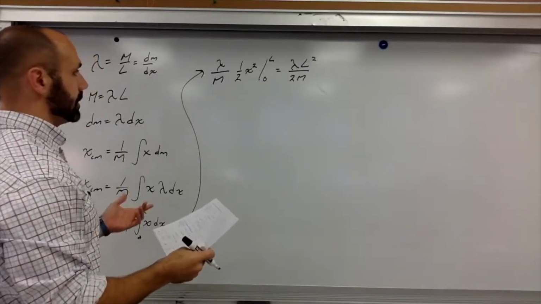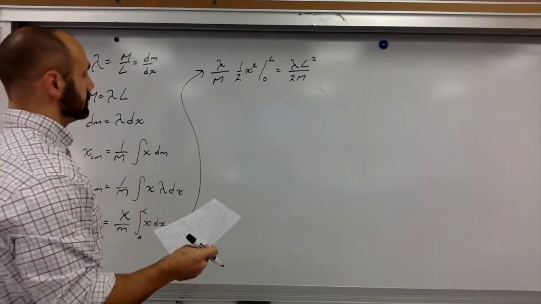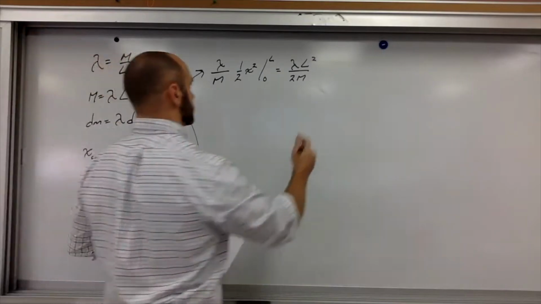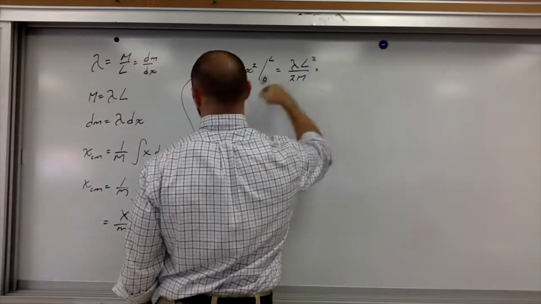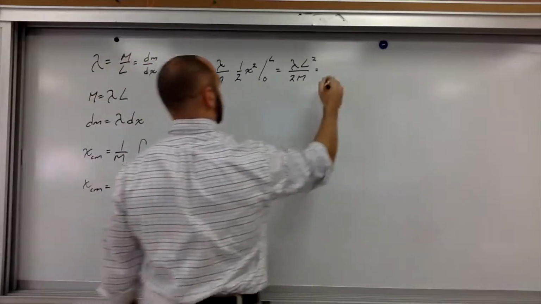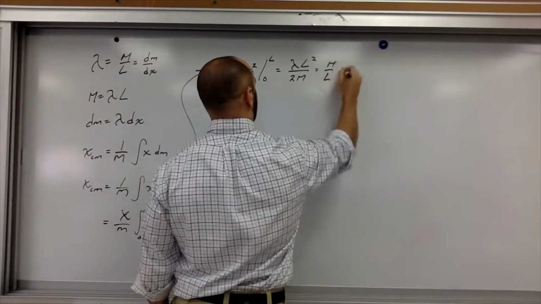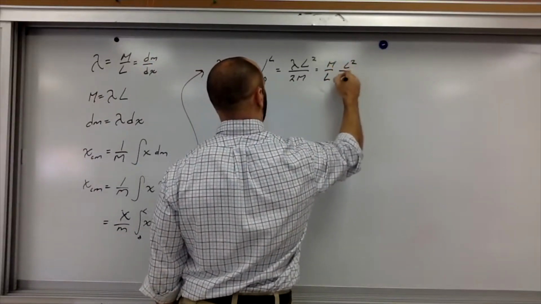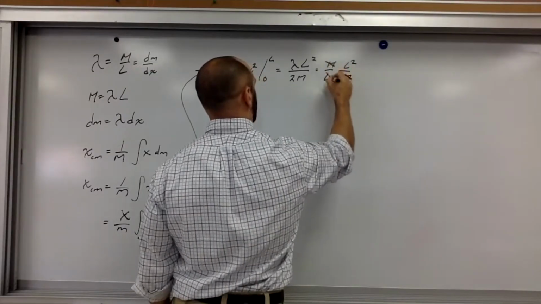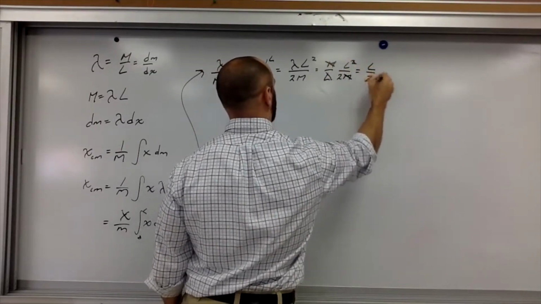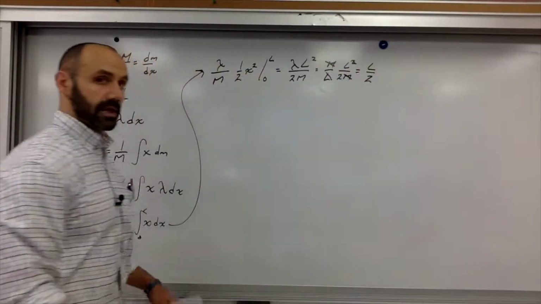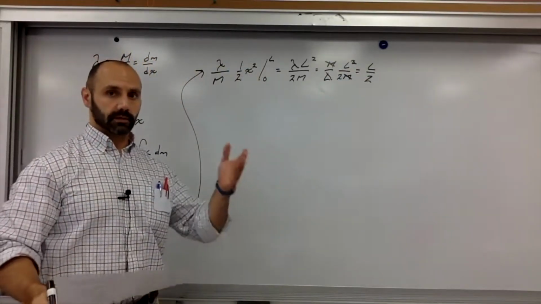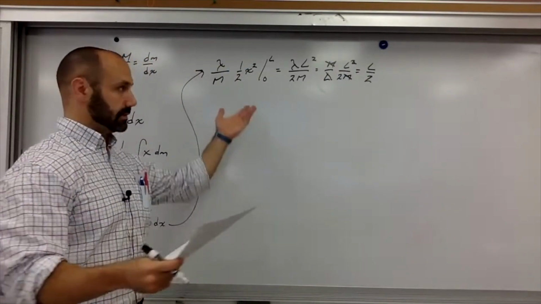Right. But I know that lambda is m over L. So from here, lambda is m over L. So I've got m over L times L squared over 2m. The m's cancel out, one of the L's cancels out, and I get L over 2. That's the location of the center of mass for a uniform rod. It's just right in the middle.